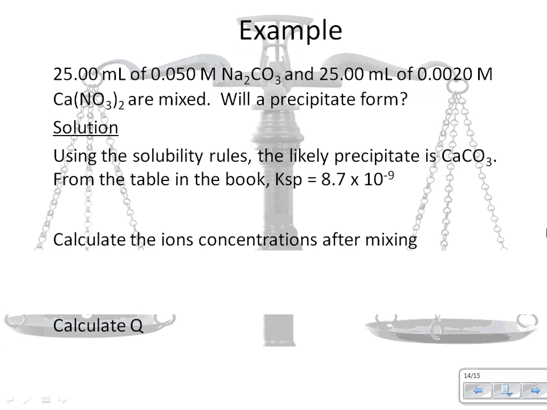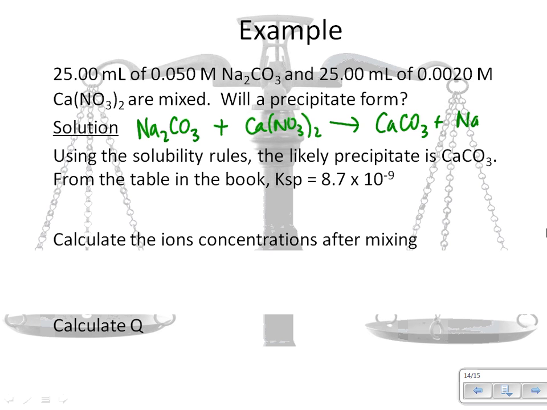You have some Na2CO3 and some calcium nitrate that are going to be mixed together. Will a precipitate form? If we write out the double displacement reaction for this using the solubility rules, the likely precipitate is calcium carbonate. So if I had Na2CO3 plus Ca(NO3)2, if we look back to grade 11, I'm going to get CaCO3 plus NaNO3. So I have two of those, and I'm balanced. So your CaCO3 is what your solid's going to be, if you make a solid.